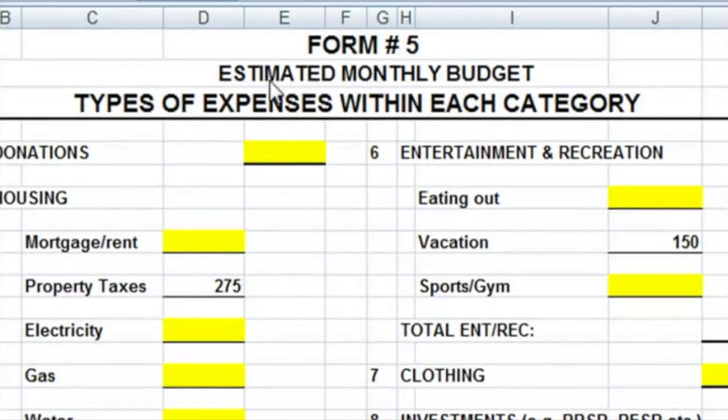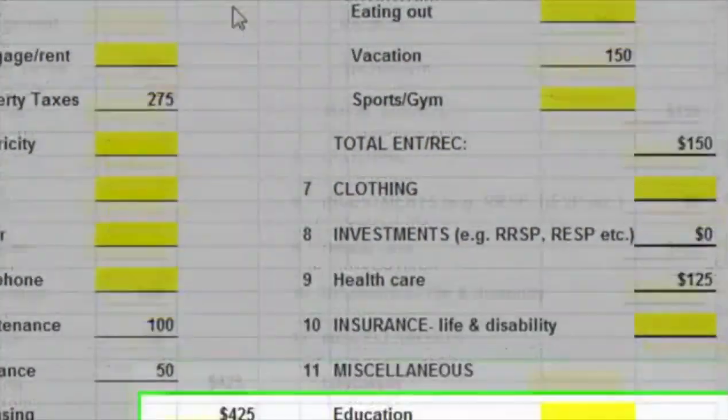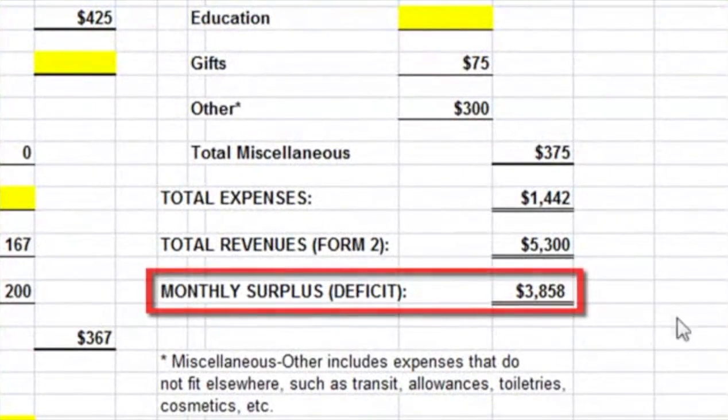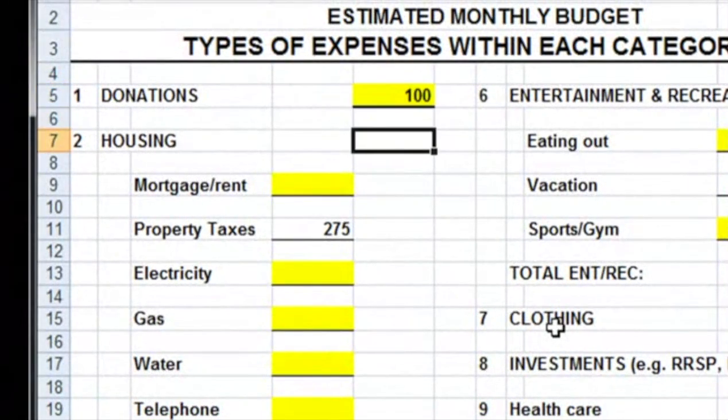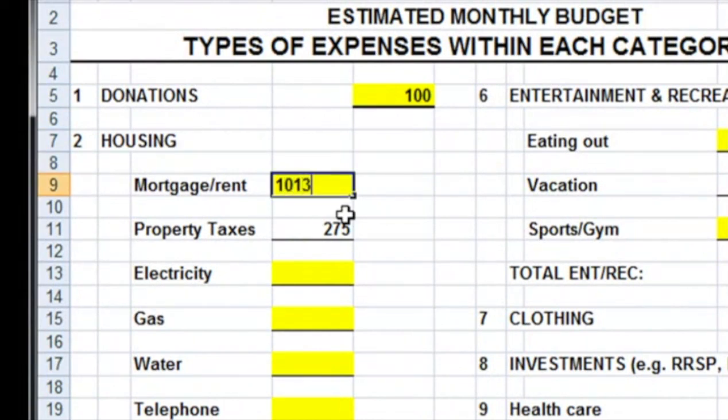This is form number 5, which is the estimated monthly budget. This is the form that sort of ties a lot of things together, shows you your expenses, including the different types of expenses, and you'll see we'll come down and we'll determine if there's a monthly surplus or a deficit. For this particular couple, they're giving about $100 a month to the Lord's work. Their mortgage of $1,013 is what they pay on a monthly basis.